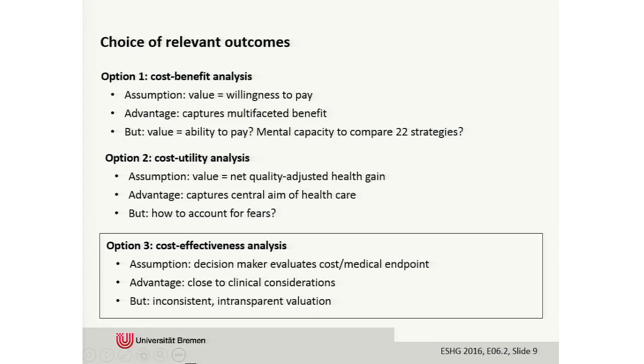In this case, that was the approach we chose. We looked at the cost per life year gained, also to make our lives simpler, because it's easier to calculate life years gained than to calculate further aspects, and to make good choices about how to incorporate fears potentially induced by testing.